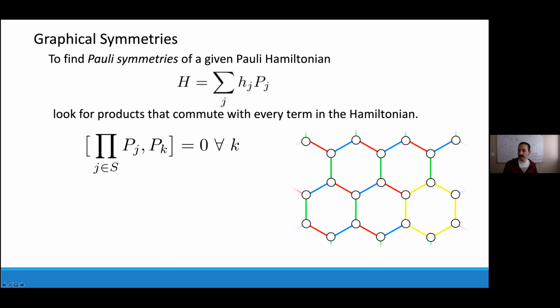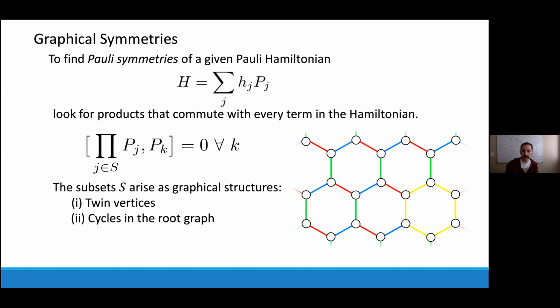We saw an example of that in the Kitaev solution when he took products of these links to build this cycle operator, and each of these hexagons then was a symmetry of the global model. So when do products of these terms give us symmetries of the overall Hamiltonian? The subsets that arise as graphical structures, you can exactly characterize them, and there's exactly 3 of them, which I'll explain in a minute. There's something called twin vertices, cycles in the root graph, and the fermionic parity operator, and that's it.